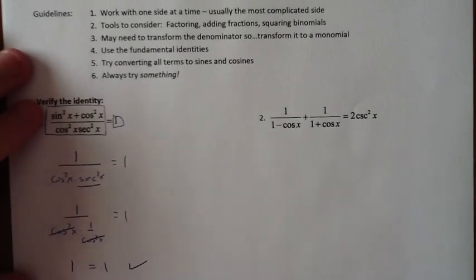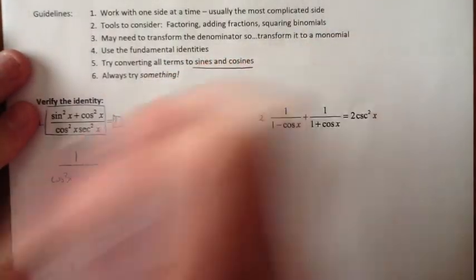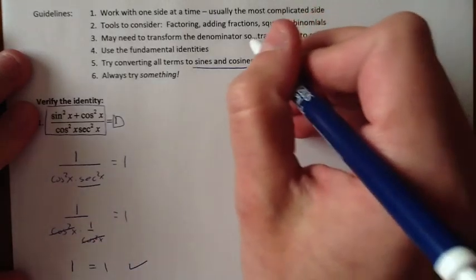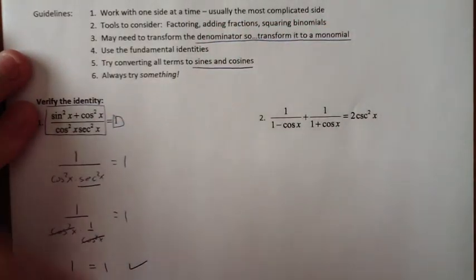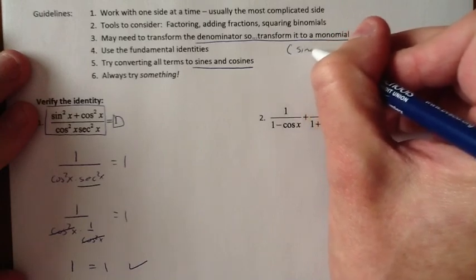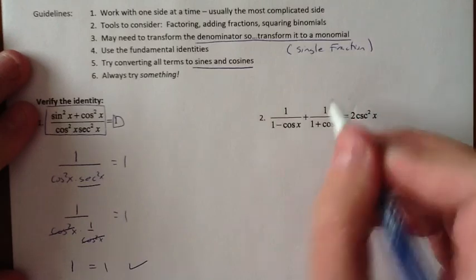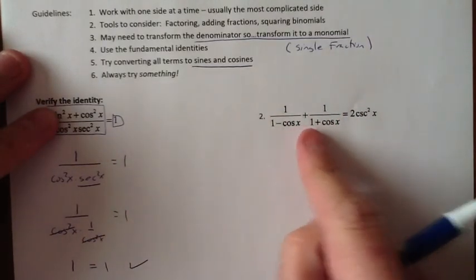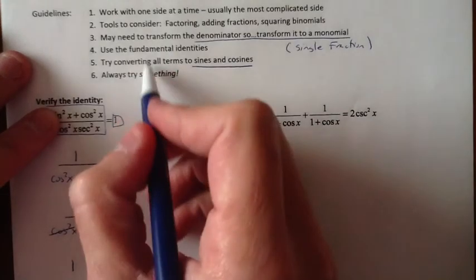Now, a couple things you want to remember. Try to use sines and cosines when you can. In the case that we're going to do for number 2, you may need to transform the denominator so we get a monomial. Now that's fancy speak for a single fraction, a common denominator. For example, like number 2 here, I want to get the left side equal to 2 cosecant squared of x. I'm just going to start with something.